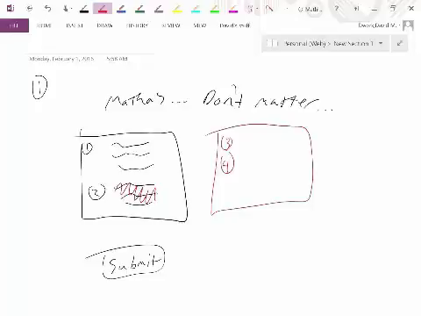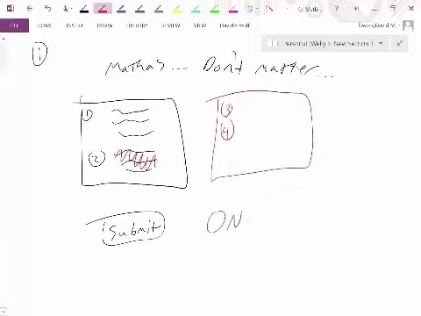So, how do you get the paper to me? Well, we are going to use an app called OneNote. It is a part of the Microsoft Office suite.